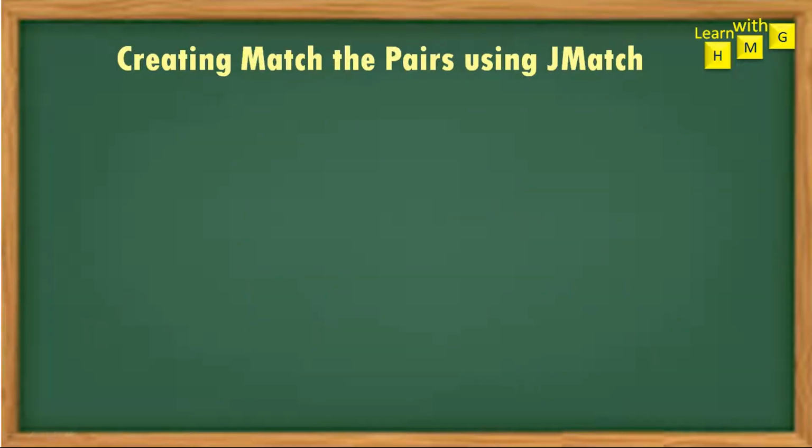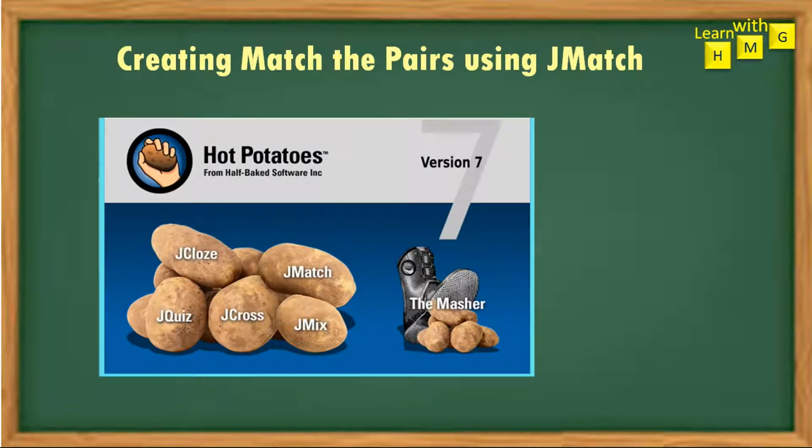Now let us learn a second tool for creating match the pairs using JMatch. In Hot Potatoes, we have seen there are 5 potatoes, and one of them is JMatch. Using this JMatch tool, we are going to create match the pairs. There are 2 columns, and the words in the left column should match with words in the right column, and the student has to match the pairs.